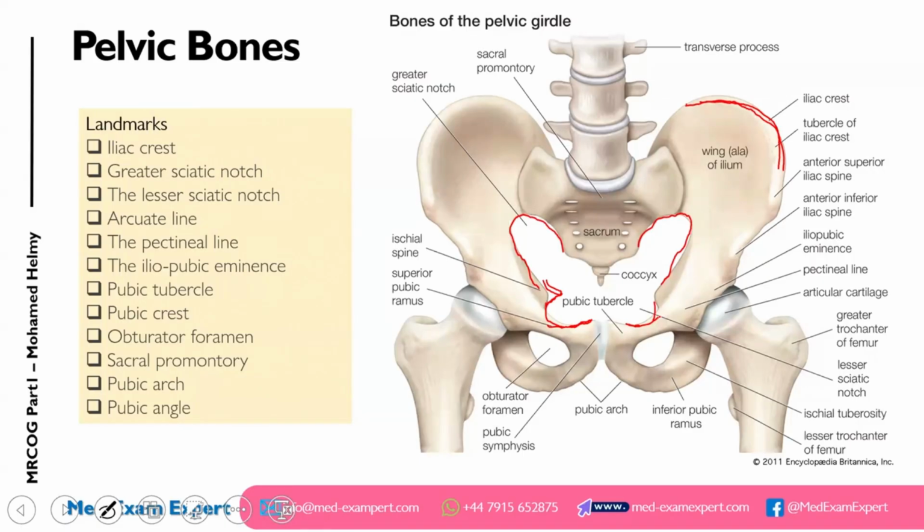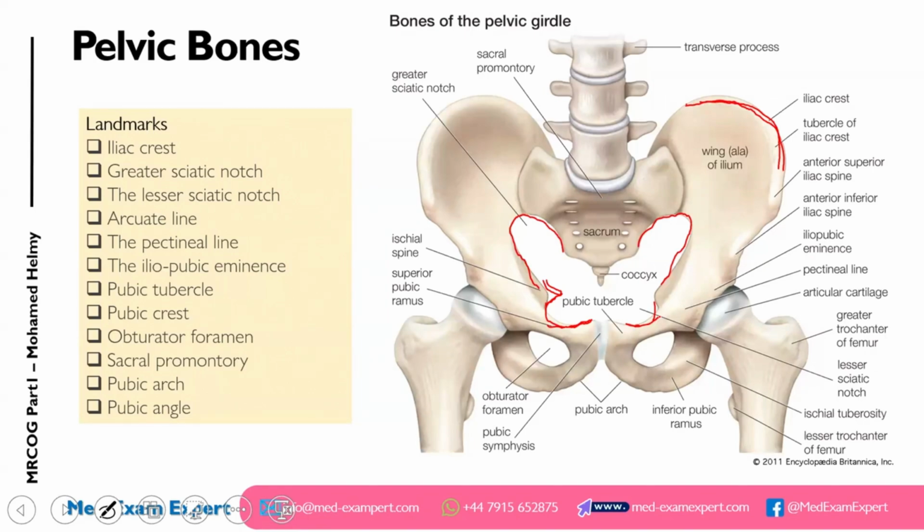Like, they can give you a single best answer question asking you all the following structures are passing through the greater sciatic notch except, or which of the following structures is passing through the lesser sciatic foramen. And these are very famous anatomy exam questions.